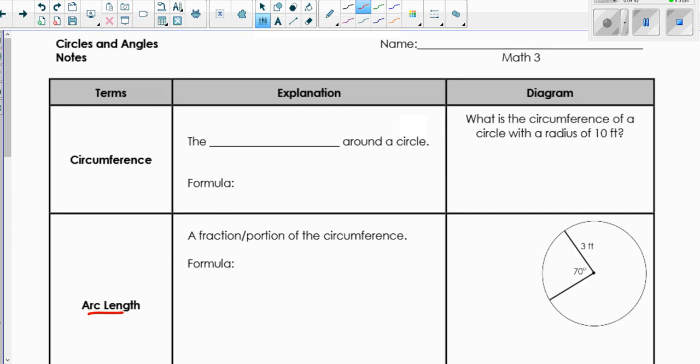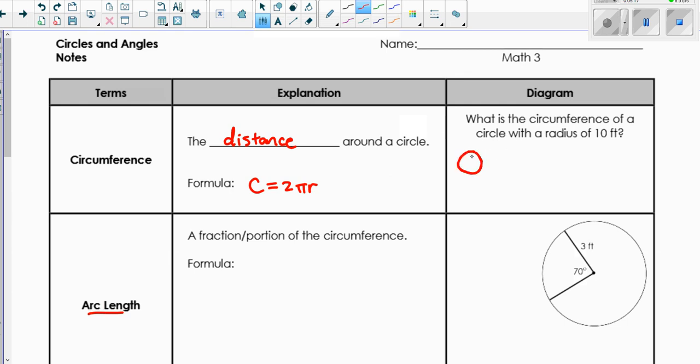Okay, so circumference, we talked about this yesterday, is the distance around a circle. Your formula is circumference equals 2 pi r. I always remember it as twinkle, twinkle, little star, circumference equals 2 pi r. All right, so what is the circumference of a circle with a radius of 10 feet?